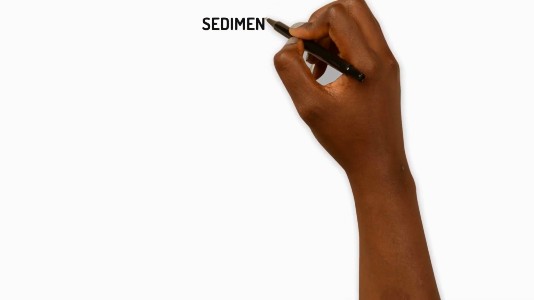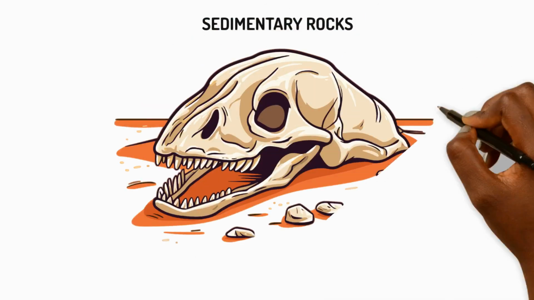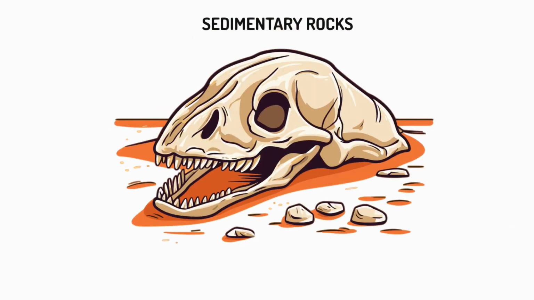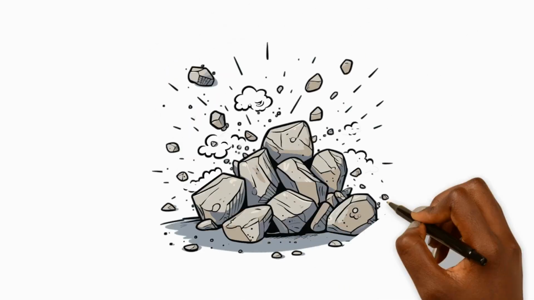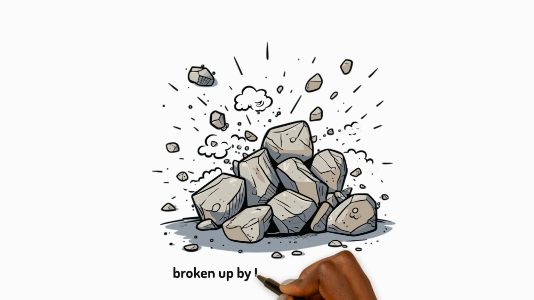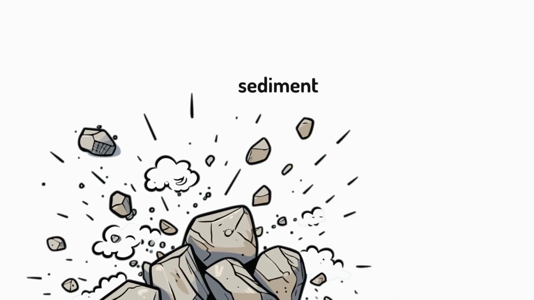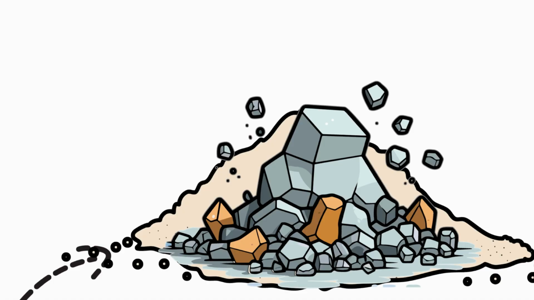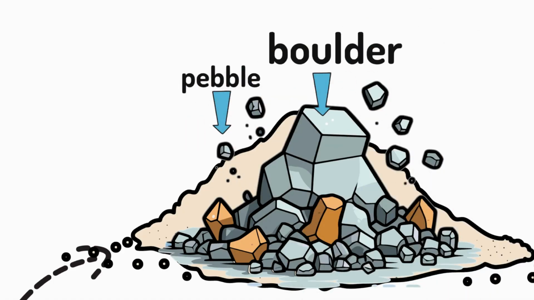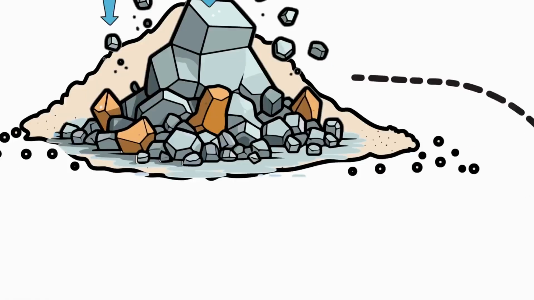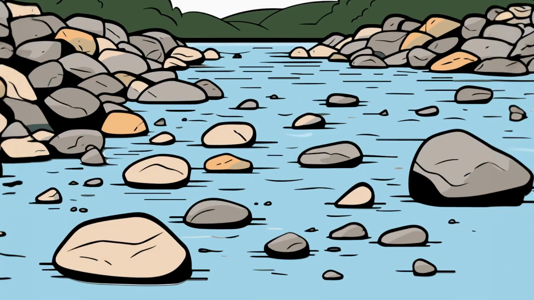Sedimentary rocks. Ever wondered where we find fossils? Rocks break into smaller pieces due to weather like wind and rain. These tiny pieces are called sediment. They can be as small as a tiny pebble or as big as a boulder. They travel through streams, rivers, and end up in oceans or lakes, sinking to the bottom.